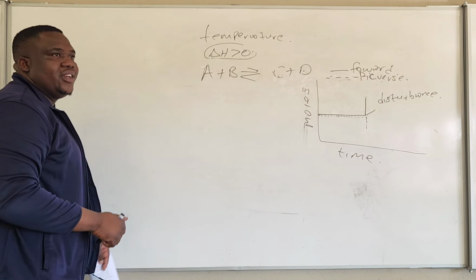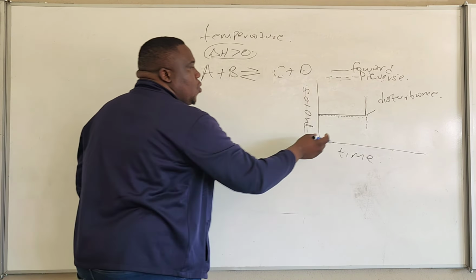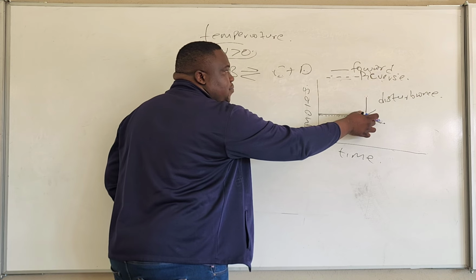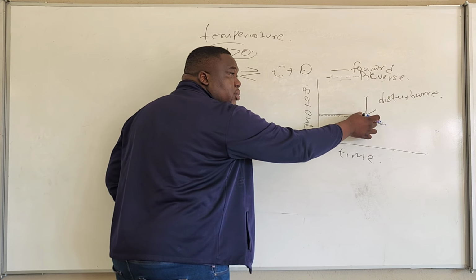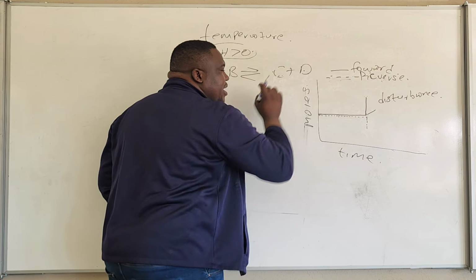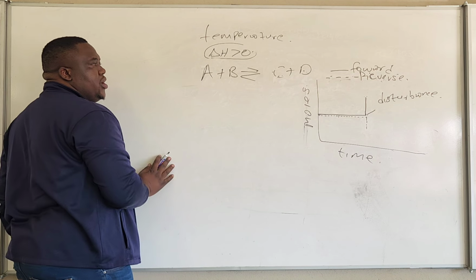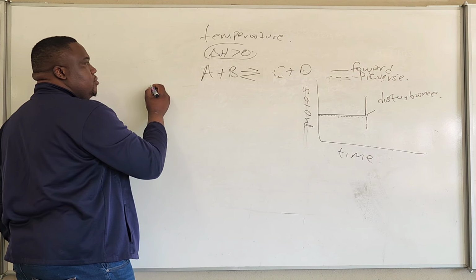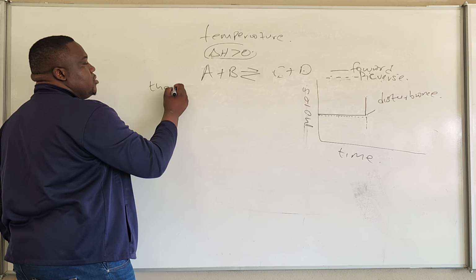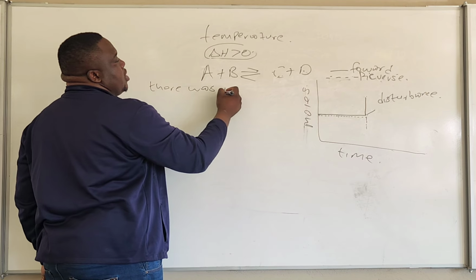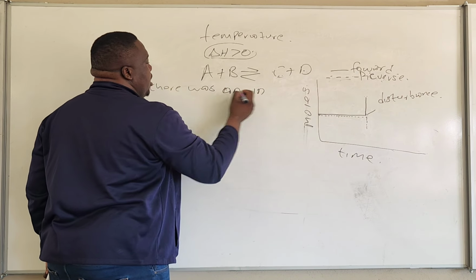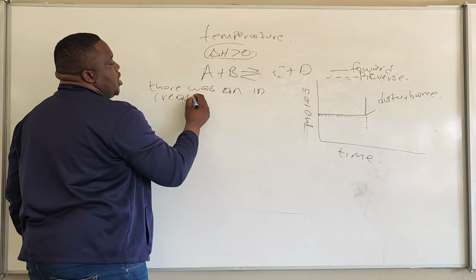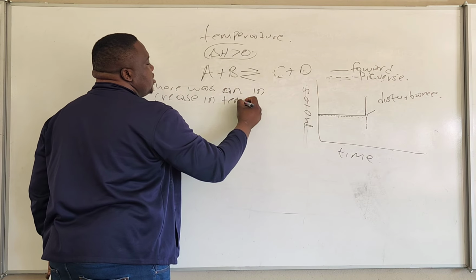And the forward reaction is what? Is endothermic. So I can say, what made C and D to increase? What made C and D to increase? It means there was an increase in temperature.